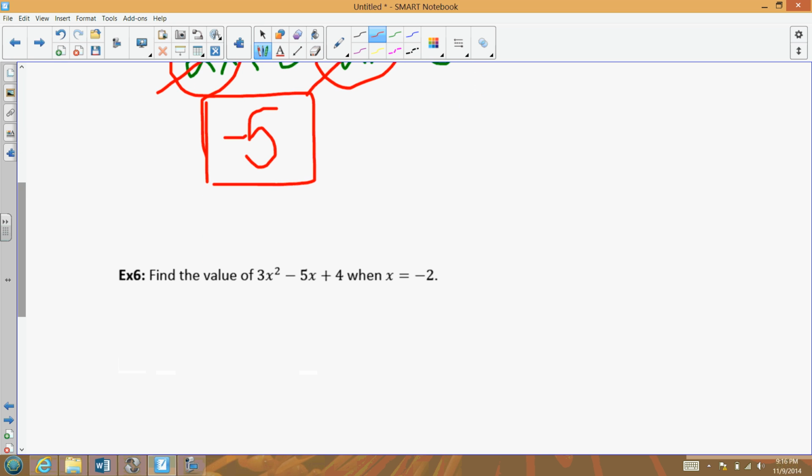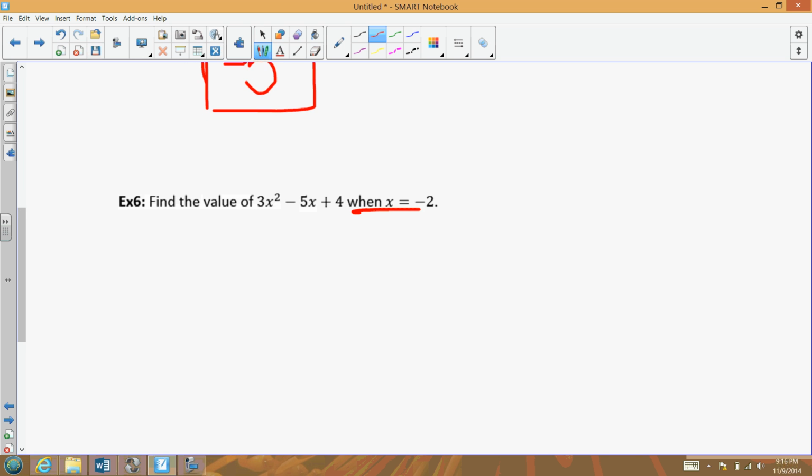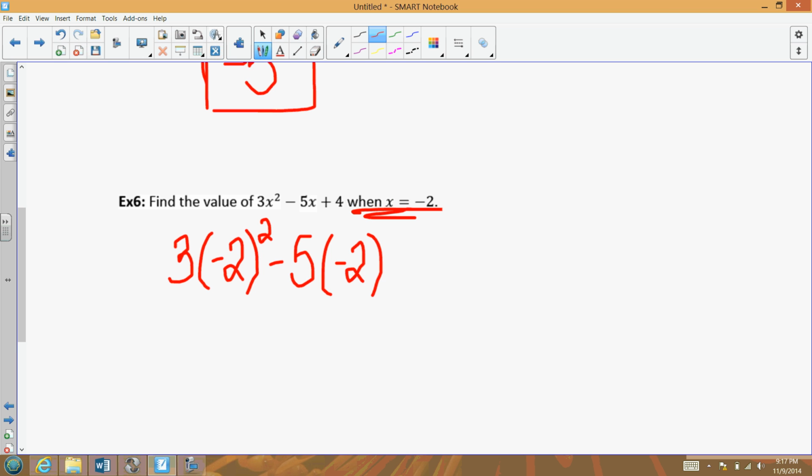For this one here, we want to find the value of 3x squared minus 5x plus 4 when x equals negative 2. So really what that means is we're just going to substitute in x equals negative 2. So when we substitute in, though, remember we always plug in using parentheses so that we make sure we take care of the negatives. So I'm just going to rewrite this entire thing by putting in a negative 2. And now I'm going to go ahead and simplify this.